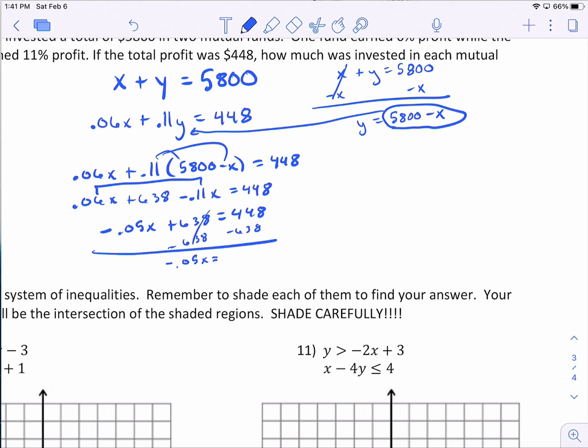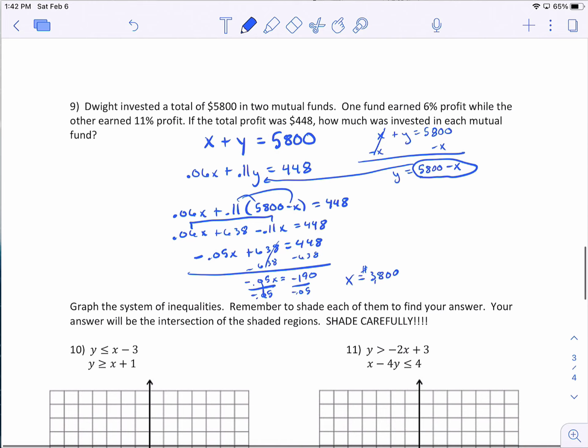And that would be negative 190. Yeah, that makes sense. And finally, divide by negative 0.05. So x would equal 0.05, $3,800. Okay, so that means I'm going to put this over here, $3,800 at 6% profit is what that came from.